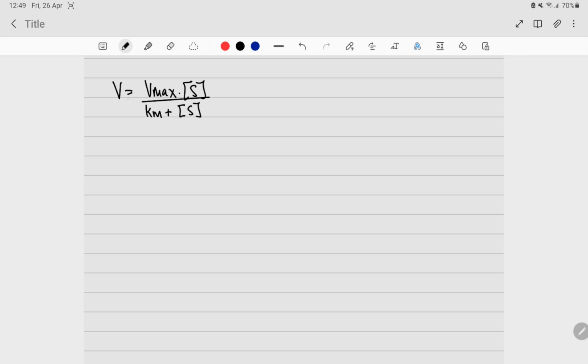V gives us the reaction velocity, Vmax gives the maximum velocity, and this is measured at very high concentrations of your substrate. So at this point, it means that your enzymes are fully saturated. The Km value gives the concentration of the substrate at 50% of the maximum velocity.